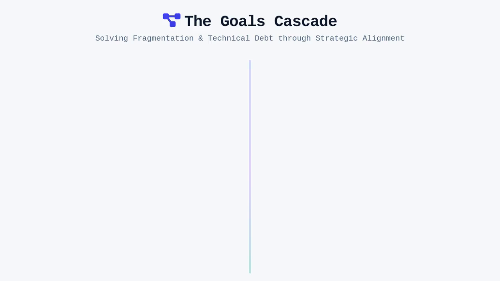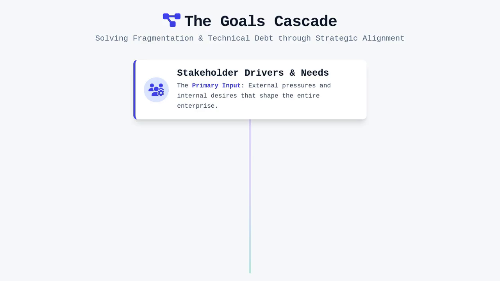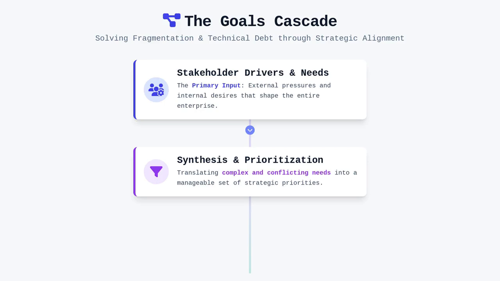If you consider how most organizations drift into technical debt or misaligned projects, you will find it is almost always due to a lack of a clear line of sight from the top down. The Goals Cascade is the antidote to this fragmentation because it forces an explicit translation of high-level stakeholder drivers into measurable results. We start at the very top of the hierarchy with stakeholder drivers and needs, which represent the external pressure or internal desires shaping the enterprise.